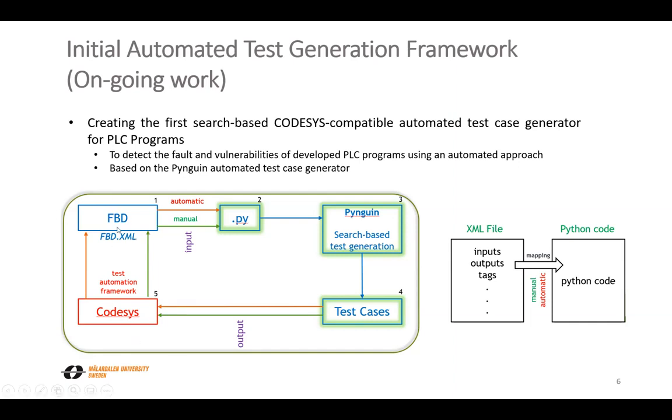In the first step, we have an FBD program, which is usually in the XML extension. Then we want to first manually and then automatically generate a Python file based on that XML program. We want to convert the PLC program to a Python file. After that, we want to feed it to Pynguin to automatically generate test cases for it. After having the test cases, we will feed them to Codesys and automatically execute the required test cases.